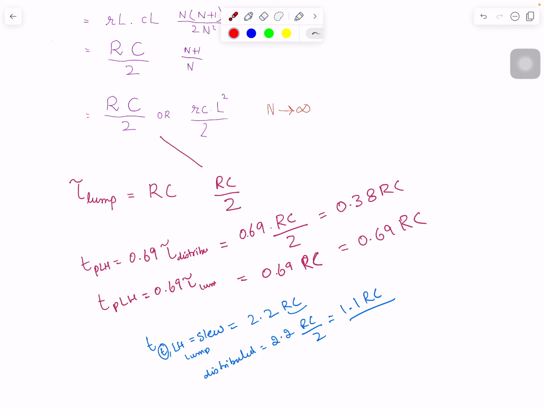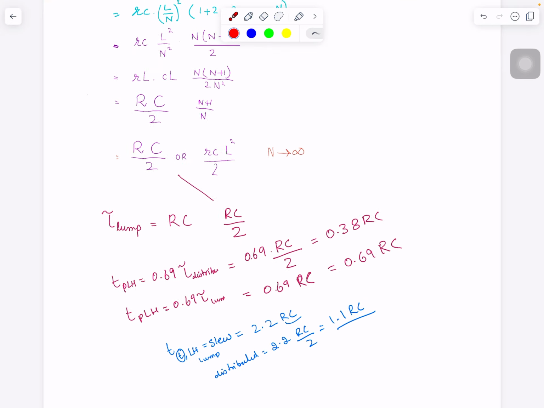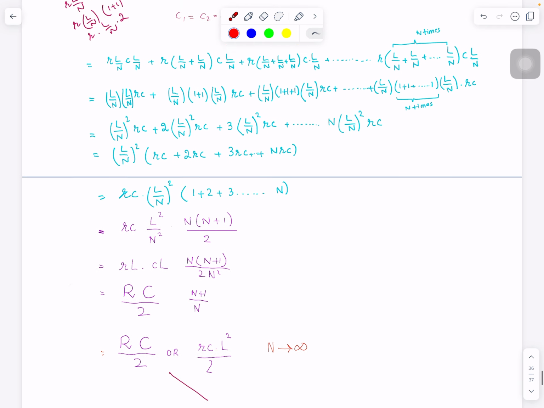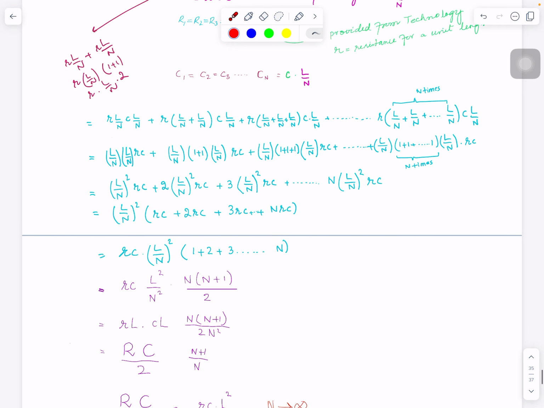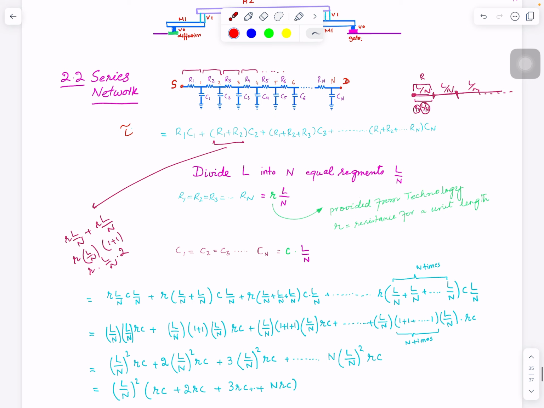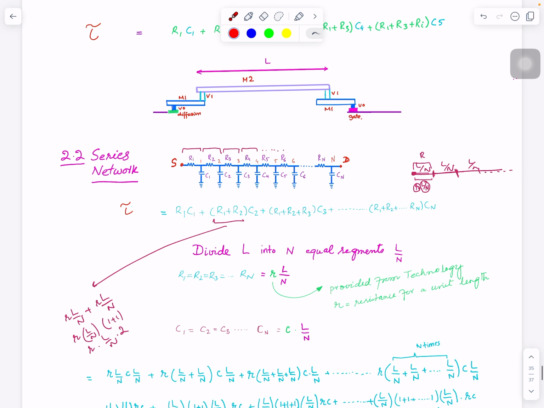And that was the point I wanted to convey with all this mathematical derivation. I really hope you got my point. Distributed RC is the right way, but when you use the lump for anything, just remember there's a good bit of pessimism in it.